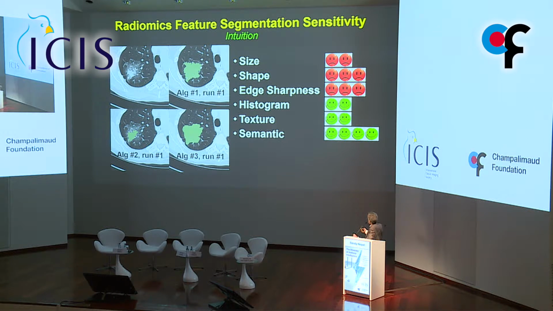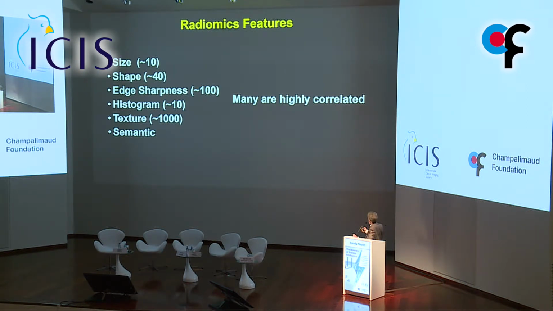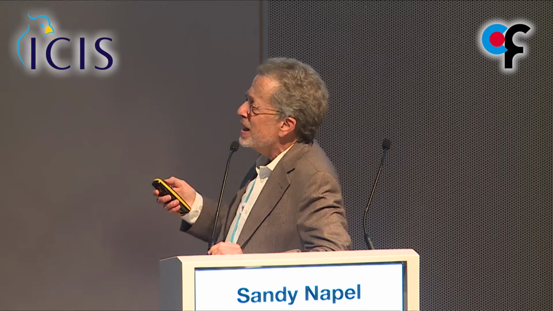So let's consider what these thoughts might leave us with. If you look at the radiomics features, in our implementation, there's roughly 10 to 50 size features. There are that many shape features. There are about 100 edge sharpness features, histogram features, et cetera. Lots and lots of texture features. And many of these are highly correlated. As you've heard today, and as I mentioned, using lasso reduces the features down to a very small set because many of them are highly correlated, and it's not important to use all of them.